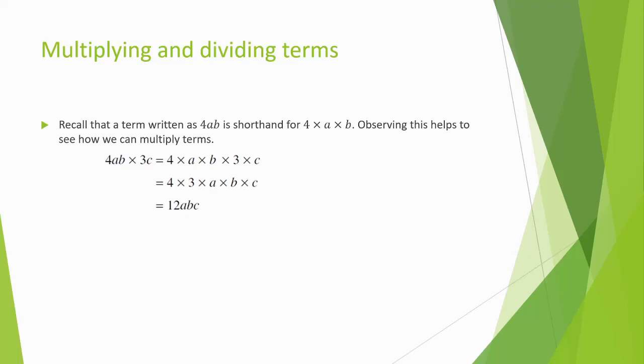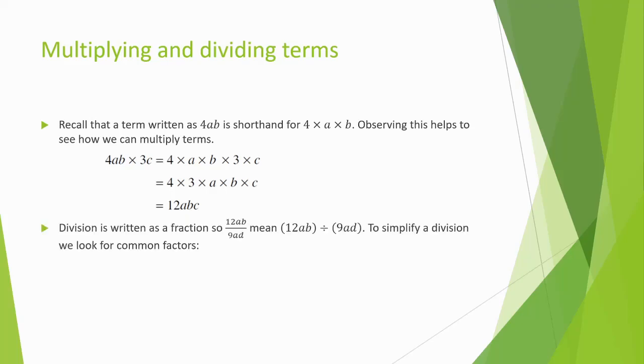As mathematicians, we want to be as efficient as possible, so we don't write those little times symbols in between every time. Now, division is kind of similar. Division is usually written as a fraction. So 12ab over 9ad actually means 12ab divided by 9ad. So to simplify it, we look for what's called common factors.